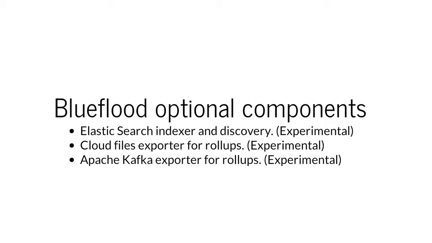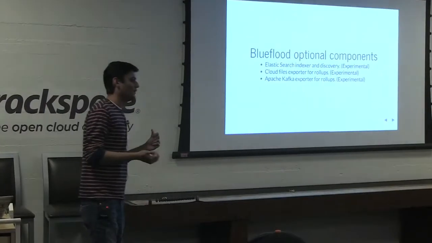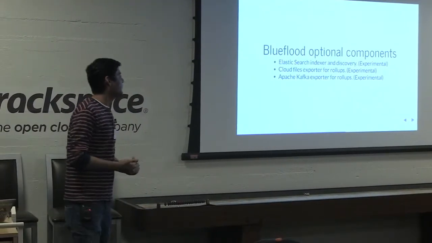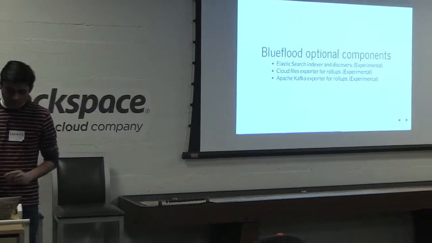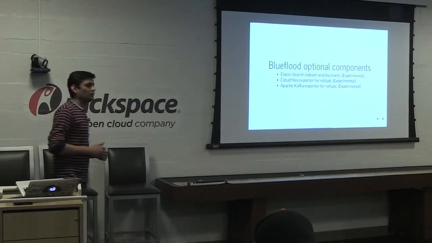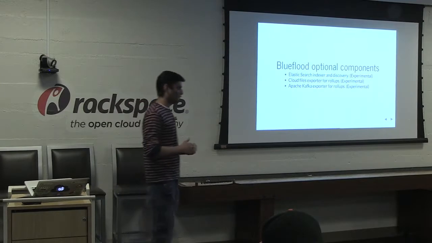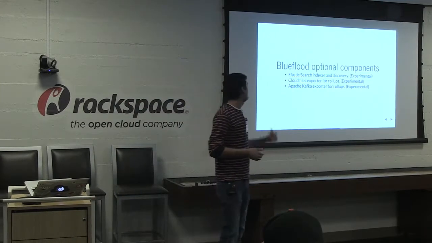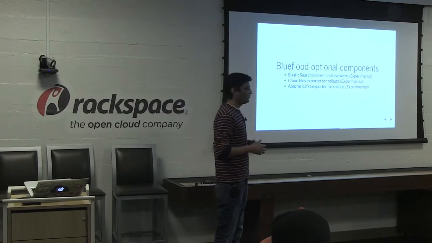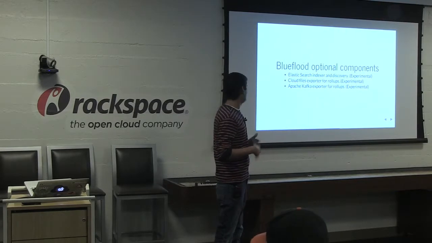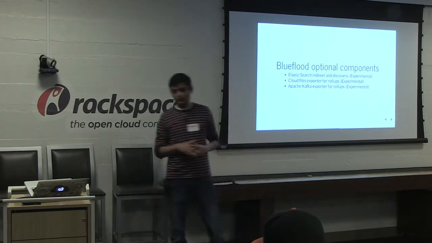So apart from the primary components, there are optional components. We have an Elasticsearch indexer module, which basically would help you do searches for your metrics. And we also have a cloud files exporter. So if you want all your rollups to end up in some place, then cloud files. We also support Apache Kafka exporter. So you can set up a Kafka cluster and things would go into that.